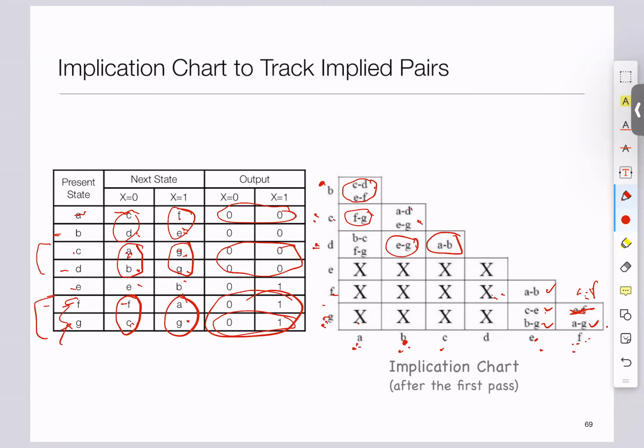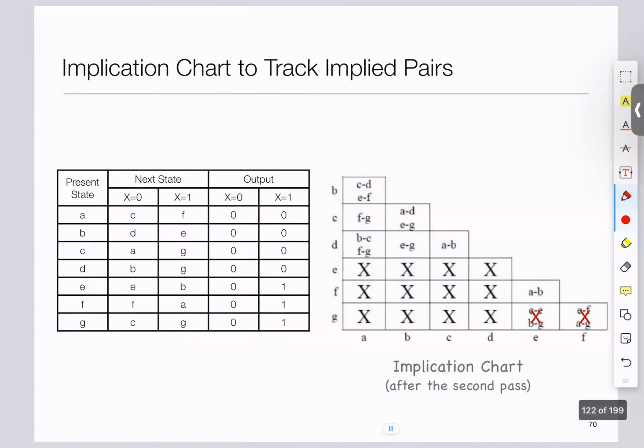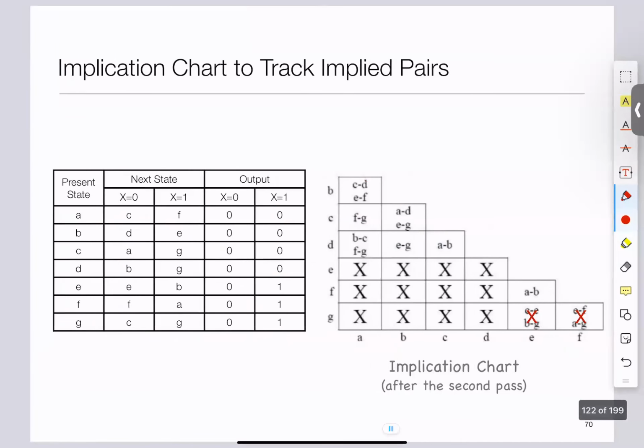Within each box, I'm writing that these two are equivalent if something else holds true. And then we are going to repeat this process. Now we are going to look at the remaining states and see if they could be equivalent. So let's work that out. What we do at this point is basically ask, is it possible for things to be equivalent?